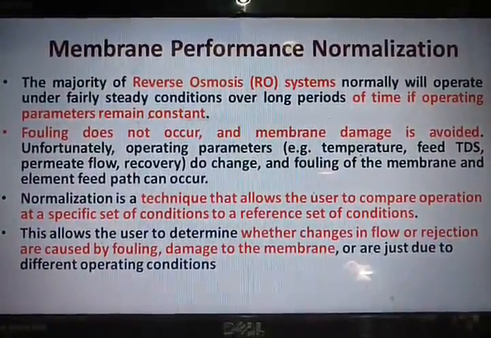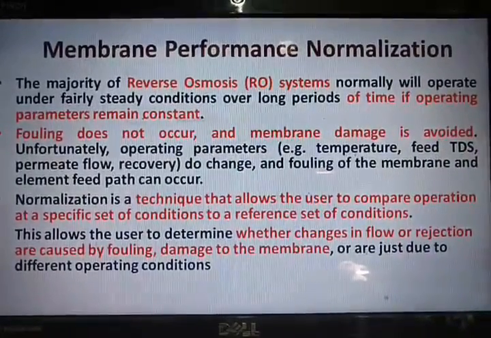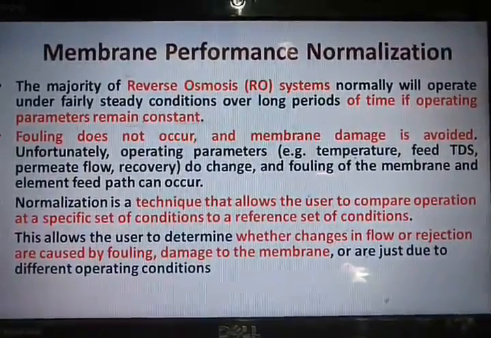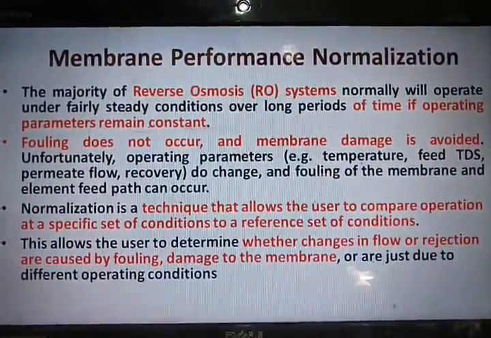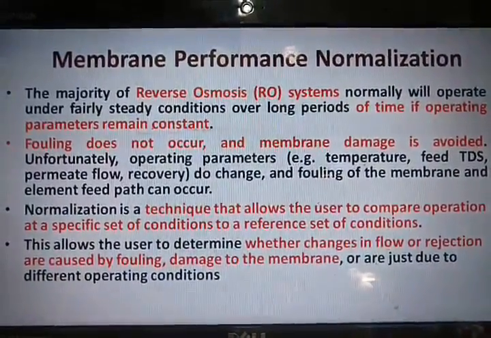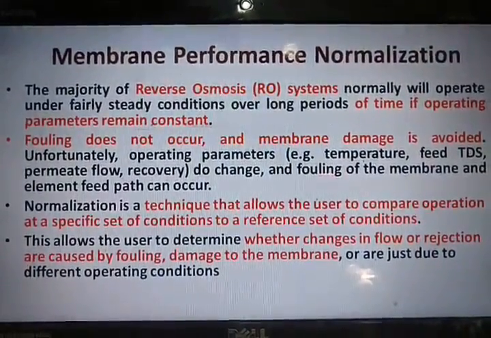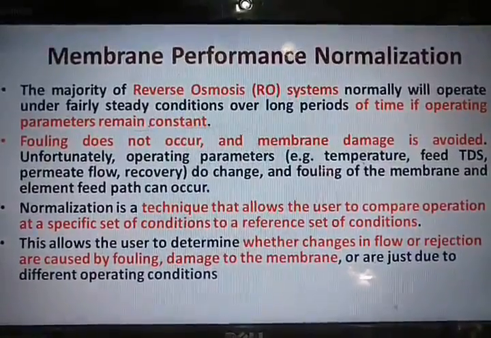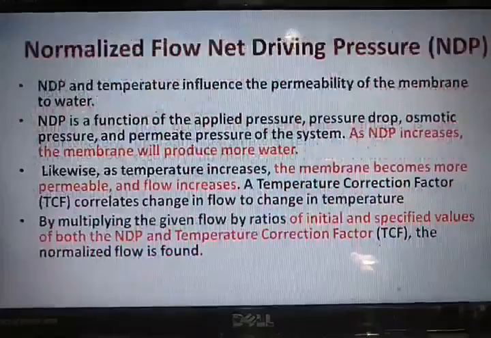It allows the user to compare operation at a specific set of conditions. That means we can vary the temperature, or we can check the permeate and retention concentration and adjust the performance of the membrane, thereby reducing or increasing the quantity of the influent. Some of these things can be done. That process we call normalization.